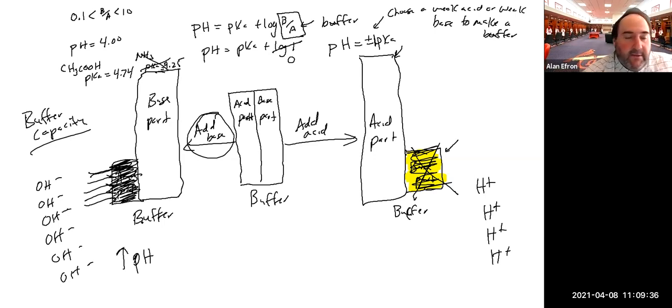So there is sort of a limit to how effective a buffer can be. It has a lot to do with the concentration of the buffer itself, and a lot to do with the concentration of what you are adding to the buffer as well. And these are things you want to think about when you're making a buffer. Is it appropriate in terms of its concentration to handle whatever you're going to add to it? Any questions on that there? All right, so that's a good place to stop for now.